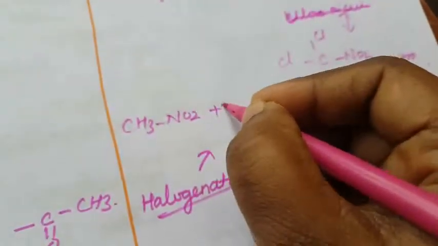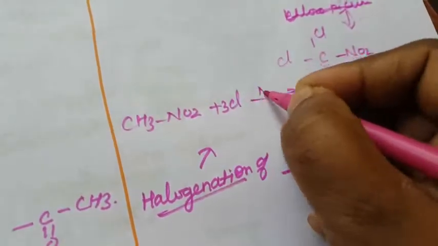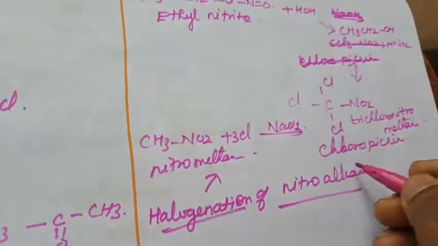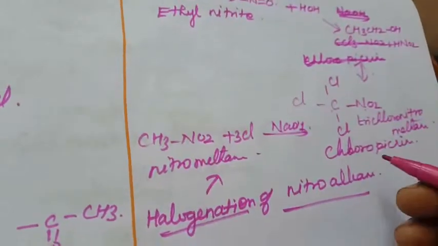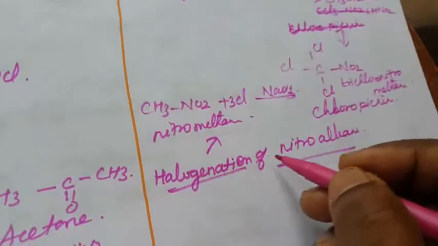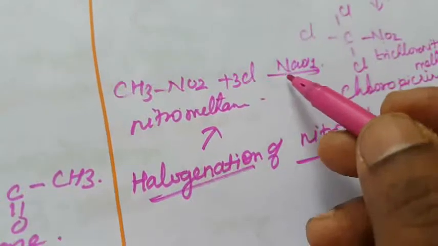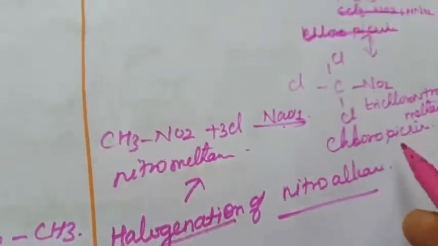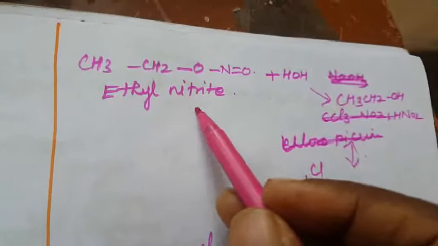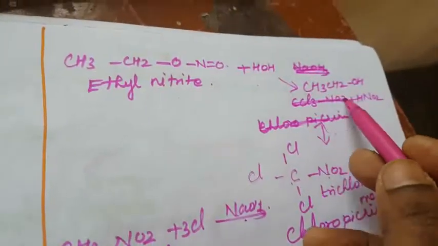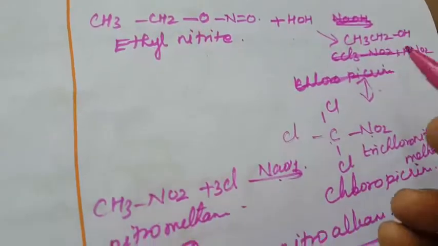So CH3NO2 nitromethane in the presence of Cl2 and NaOH, this is nitromethane, to form the chloropicrin. Okay, so this is called halogenation of nitroalkane, addition of halogen. So the addition of halogen to nitromethane with sodium hydroxide forms the chloropicrin. But here that is ethyl nitrate. Ethyl nitrate, how can we write it? When we do hydrolysis, that is ethyl alcohol, 2 carbon ethyl alcohol or ethanol.